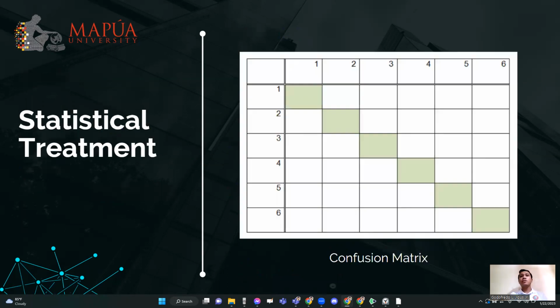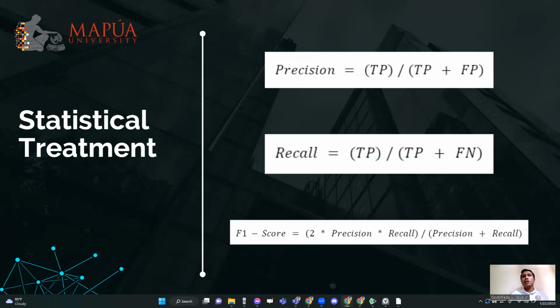For the statistical treatment, I used a confusion matrix in order to classify the appliances. Once there are true positives and true negatives, I can compute the accuracy of the system, and I used this formula. For precision, we have true positive divided by true positive plus false positive. For recall, I have true positive divided by true positive plus false negative. And lastly, I considered the F1 score, which is 2 times precision times recall, all over precision plus recall.